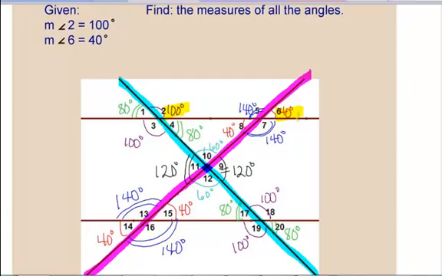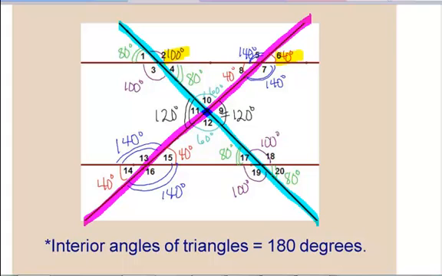Now, one thing that may help you, although you could figure this out without knowing this, is that the interior angles of triangles equal 180 degrees. So this triangle right here and this triangle right here add up to 180. You can see 40 plus 60 plus 80 is 180 degrees. 40 plus 60 plus 80 is 180 degrees. So again, try to visualize from your transversal all the way over to your parallel line when you're trying to identify your different angles. Take a second and check your work.